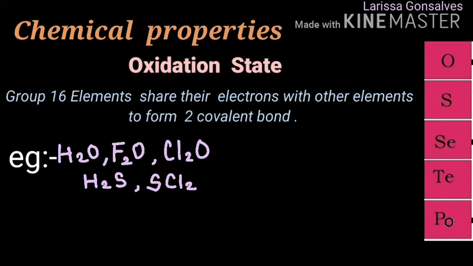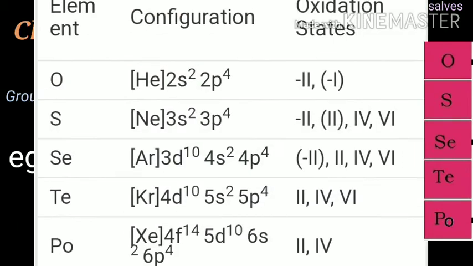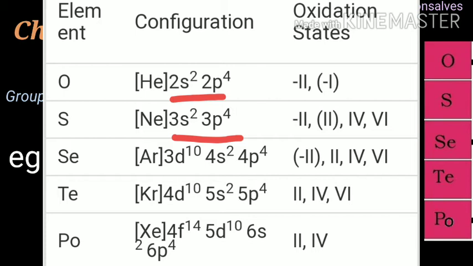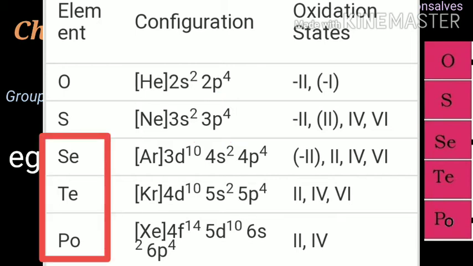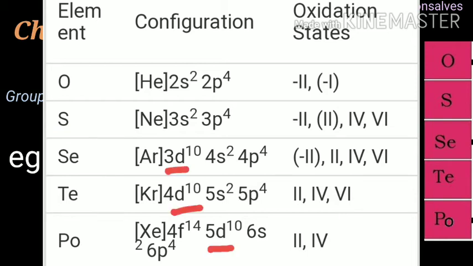If you observe the table here, oxygen and sulfur have only s and p electrons, whereas selenium, tellurium and polonium have d electrons. We know that when the filling of d shell takes place, the atom becomes smaller and the electrons are packed very tightly. Hence, it is difficult to get the highest oxidation state of +6.